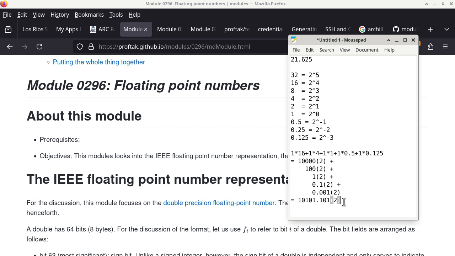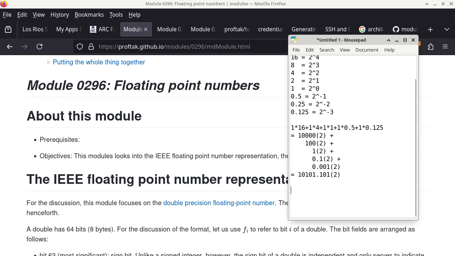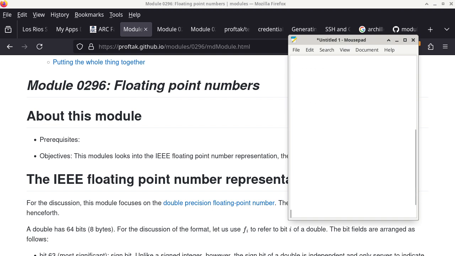So I'm going to explain the floating part using a base 10 example, and then we're going to go back to this one and use the base 2 version. So we'll switch gears and talk about base 10 notation. So let me move this up, so it's out of the screen. That's all I wanted to do.